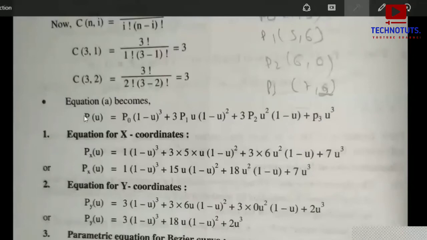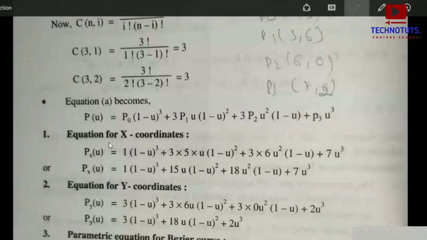Now the equation will become P(u) equals P0 into (1 minus u) whole cube plus 3 P1 u into (1 minus u) whole square plus 3 P2 u square into (1 minus u) plus P3 u cube. This is the polynomial equation of degree 3 for the desired curve. Now on substituting the values of P0, P1, P2 and P3 in this equation, we will obtain the parametric equation for the x coordinate and the parametric equation for the y coordinate of this desired curve.